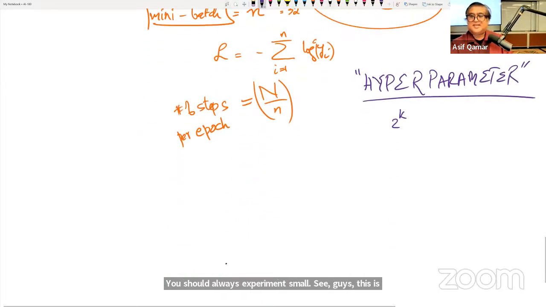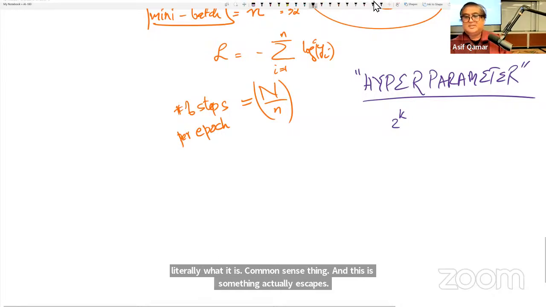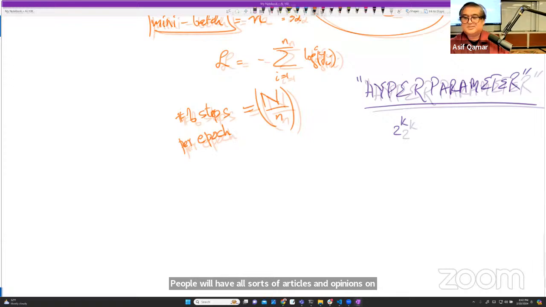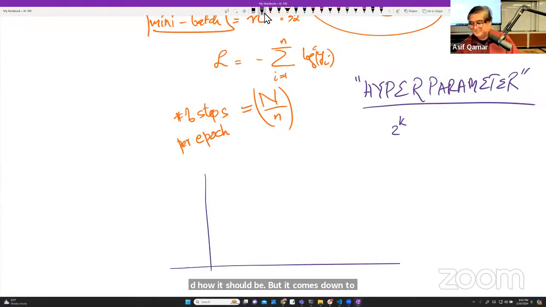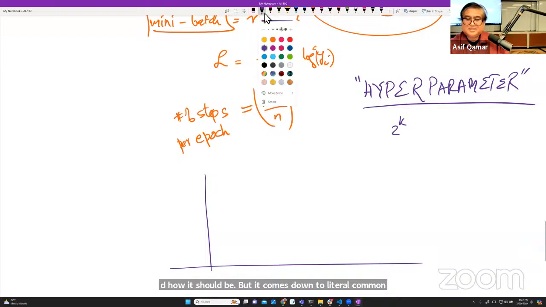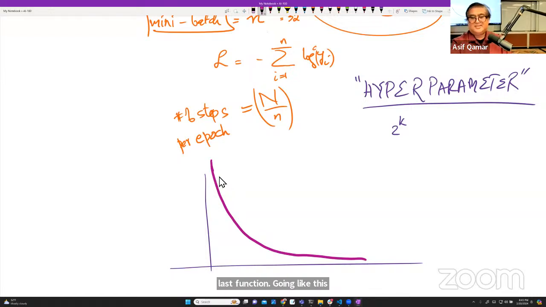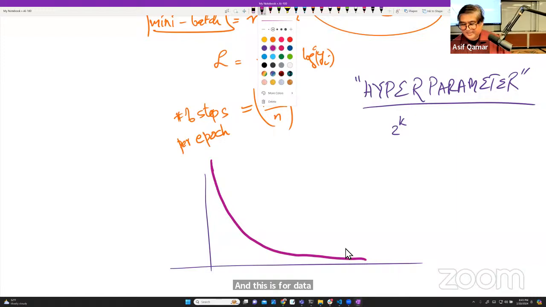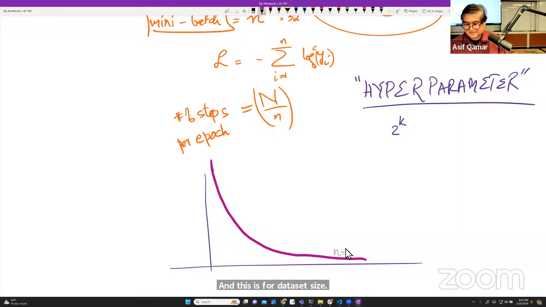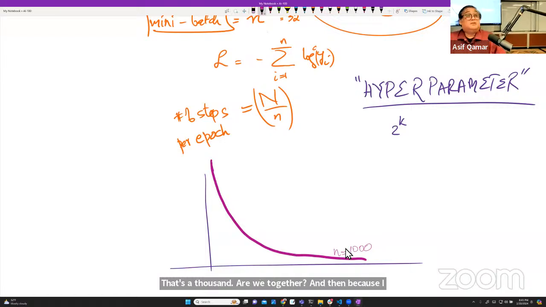And this is something that actually escapes people. People will have all sorts of articles and opinions on how it should be, but it comes down to literal common sense. Suppose I have one loss function. Let me take this. I have a loss function going like this, and this is for a data set size n equal to, let's say, 1,000. Are we together? And then, because I know it may not be enough data, how would I know how much data is enough? You don't know.